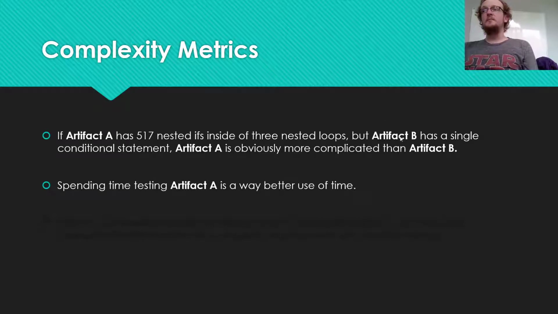If you move from artifact B to artifact C or D or E that has the same level of complexity, you're likely to go through those very quickly, but you're not as likely to find actual problems. Artifact A is much more likely to have problems because it is so much more complicated.